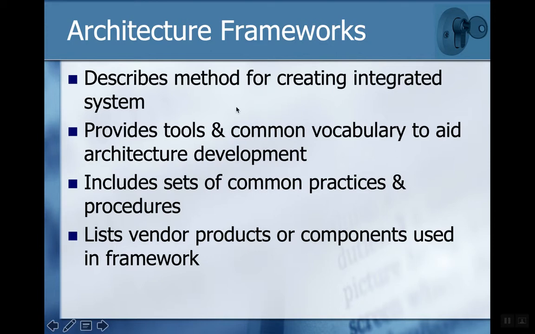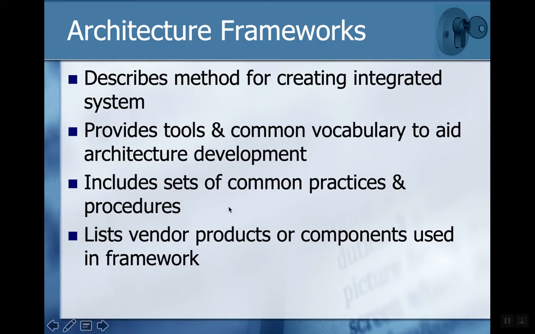So when we talk about what an architectural framework is, in its simplest, highest-level form, it's a method of creating an integrated system. An architectural framework is not an architecture in and of itself. It's a means by which you create an architecture. It has things like tools and vocabulary. Architecture is specific to each organization. Each has its own architecture, which reflects the technologies, the business processes, and how the organization does things. So no two organizational architectures should be considered 100% the same. Everybody's a little bit different.